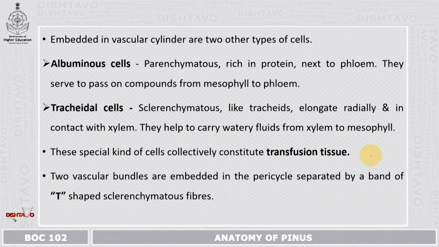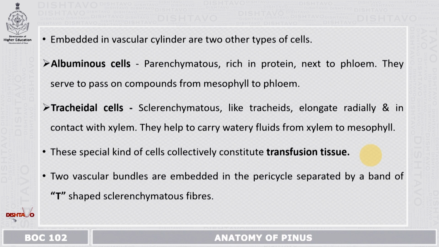Embedded in the vascular cylinder, you can find two other types of cells, that is albuminous cells and tracheidal cells. Now these albuminous cells are parenchymatous. They are rich in protein, next to the phloem. They help in passing compounds from mesophyll to phloem. The tracheidal cells are sclerenchymatous. They are like tracheids, elongated radially and in contact with the xylem. They help to carry watery fluids from xylem to mesophyll. Both these types of cells together are called the transfusion tissue.